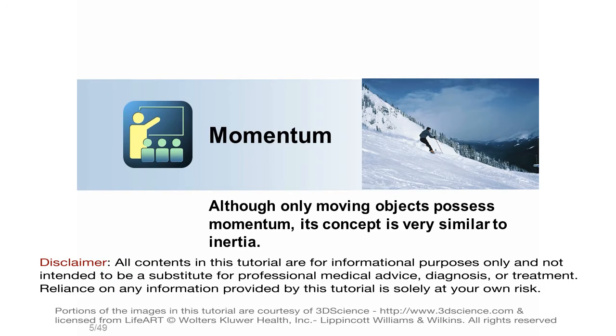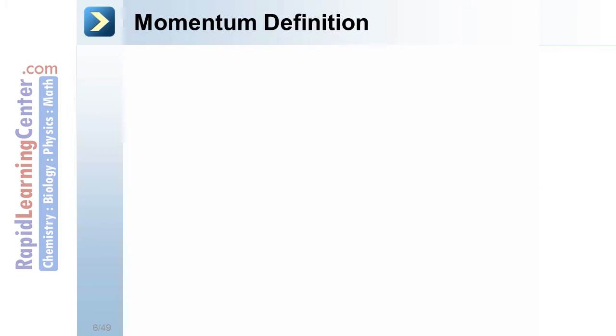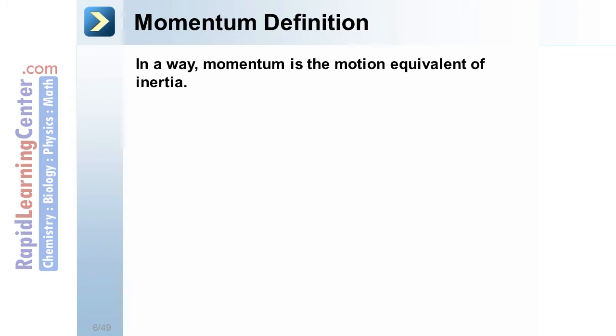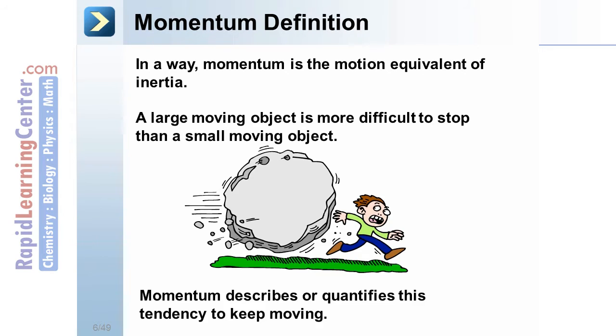Momentum. Although only moving objects possess momentum, this concept is very similar to inertia. You may remember this from a previous tutorial. Momentum definition. In a way, momentum is the motion equivalent of inertia. A large moving object is more difficult to stop than a small moving object. Remember, an object in motion tends to stay in motion. Momentum describes or quantifies this tendency to keep moving.